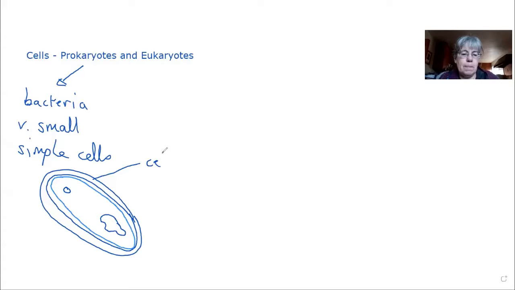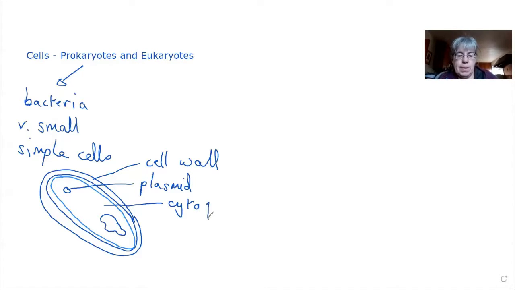So you've got the cell wall, you've got your plasmid, and you've got cytoplasm, as in all cells. Cyto means cell and plasm means stuff, so it's cell stuff. There's nothing very much in it. You've got a loop of DNA. It can be a strand, but it's generally a loop of DNA. It can be RNA, and then you've got a cell membrane. So how simple is that?